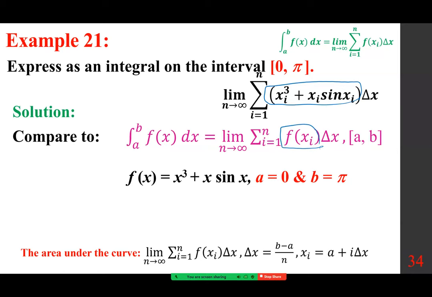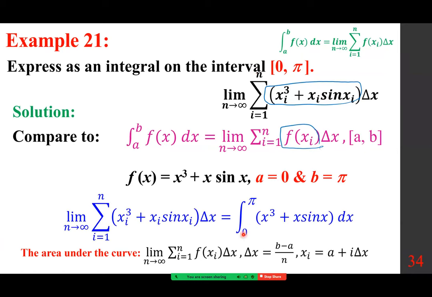We've already discussed the interval of a to b. And so therefore, this is this integral. The integral of 0 to pi, a to b, f of x, which is x cubed plus x sine x, times dx. Remember, delta x is replaced by dx. So compare and come up with the answer.